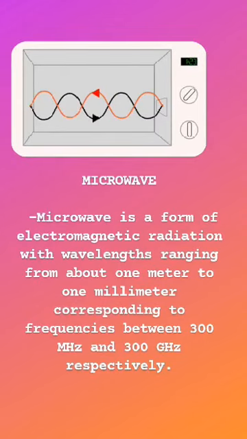Microwave is a form of electromagnetic radiation with wavelengths ranging from about 1 meter to 1 millimeter, corresponding to frequencies between 300 MHz and 300 GHz respectively.